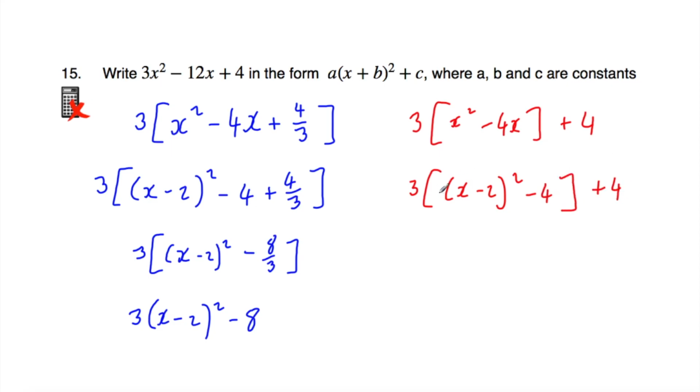And then if we just multiply here by 3, we would get 3 bracket x minus 2, close bracket squared. We'd minus 4, we're timesing it by 3, that's going to be minus 12, but we've still got then our plus 4. Minus 12 plus 4 would be minus 8. So then that would give us 3 brackets x minus 2, close bracket squared, and then we'd have minus 8. And that's what we got in the other approach as well. And that's our answer.